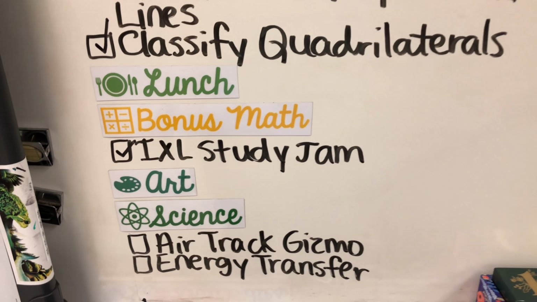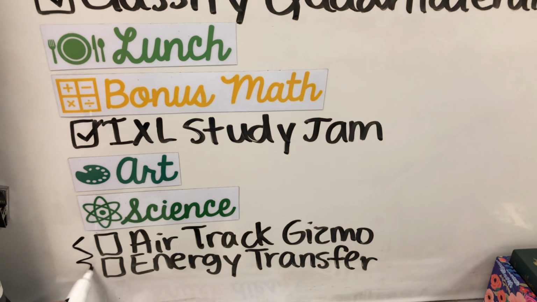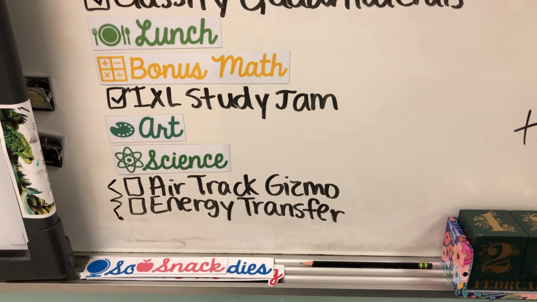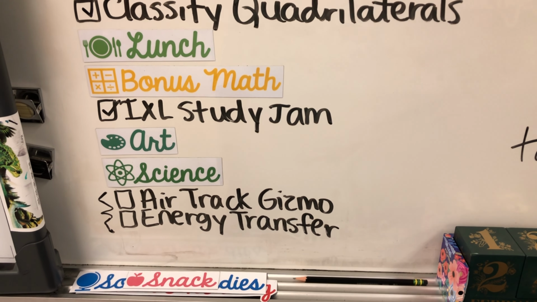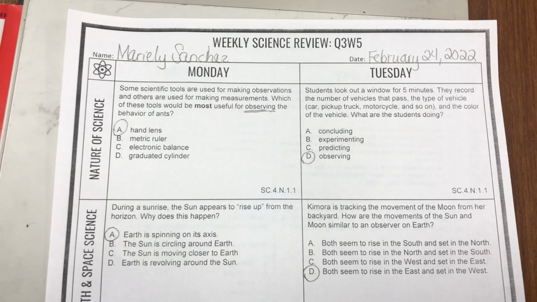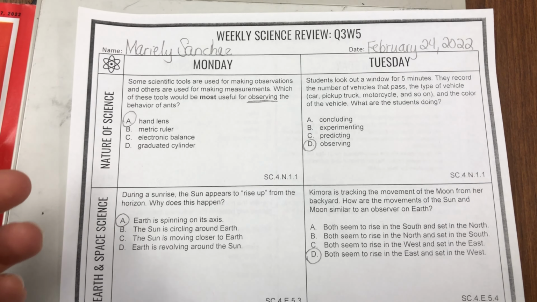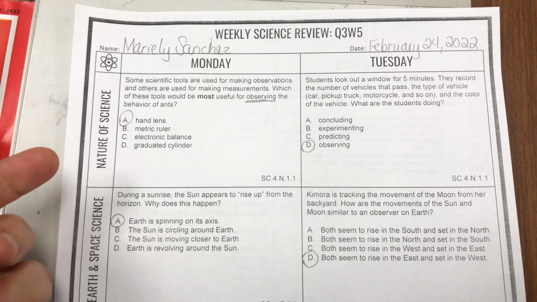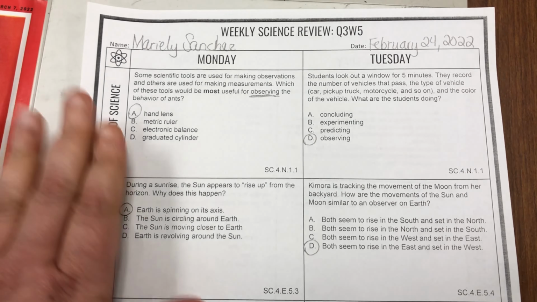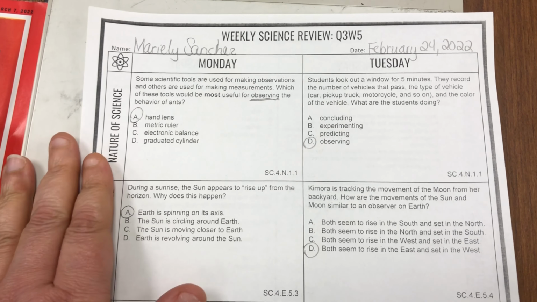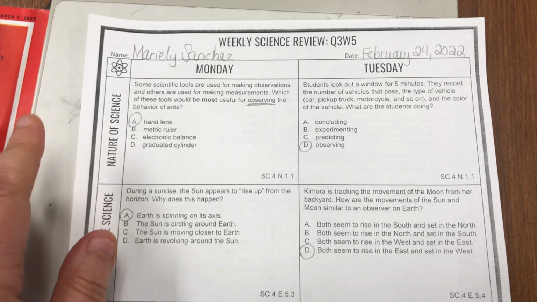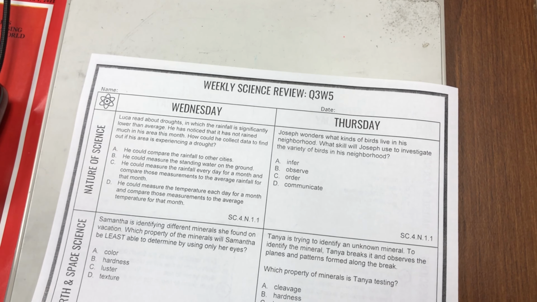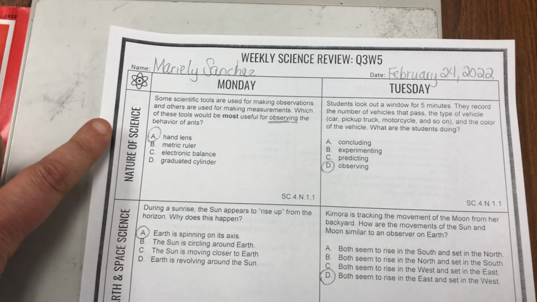For science, instead of doing these 2 things, I actually ended up doing a science weekly review that I created yesterday, and I'm going to show you that right now. Basically, I wanted to create something that will help my students review essential information and skills that we have been learning since the beginning of the school year. So I created this in similar format to the other weekly reviews that we're working with. So I did separate it into Monday, Tuesday, Wednesday, Thursday, and I also separated it by science domain.